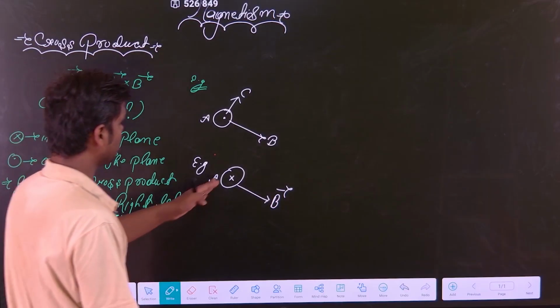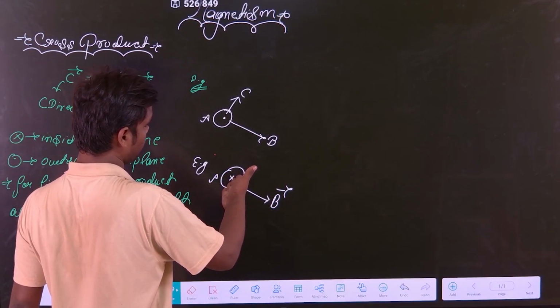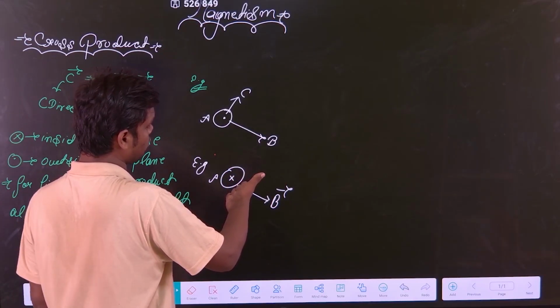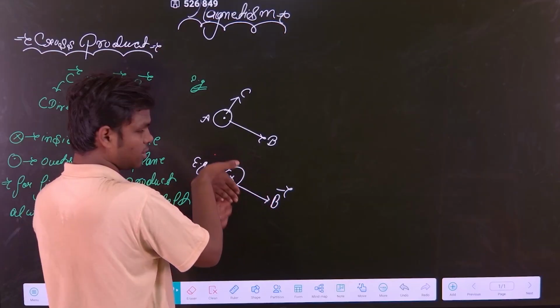What is the direction of C? Now see, A is inside. Then what you have to do? You have to curl in the direction of B. So some people will curl like this. You have to not break your hand.